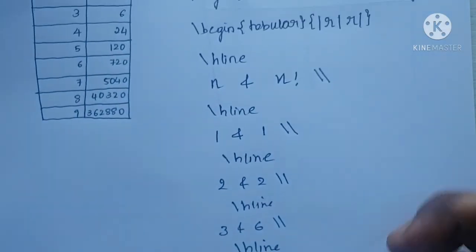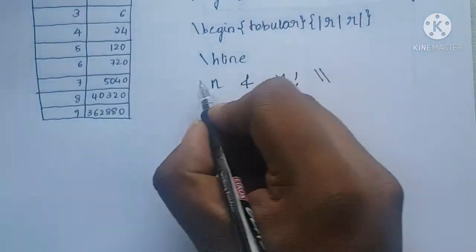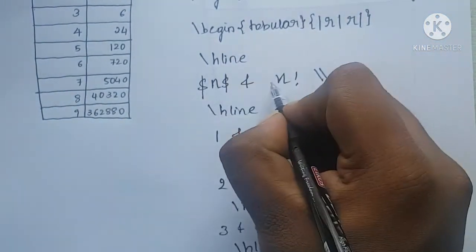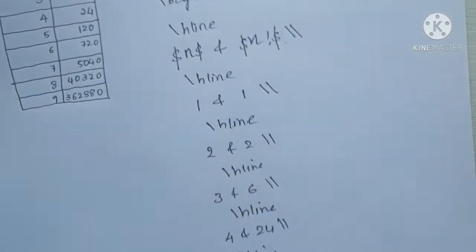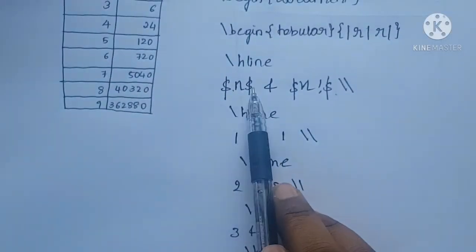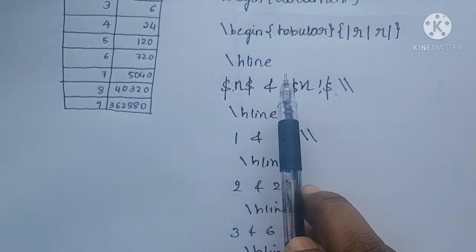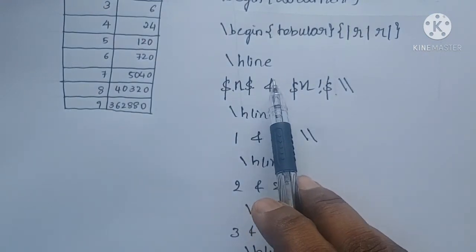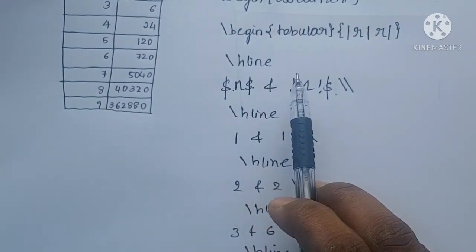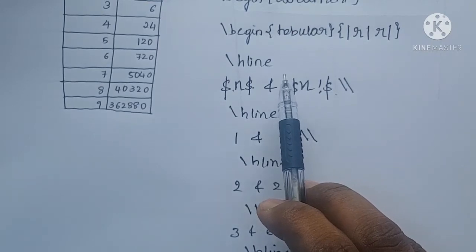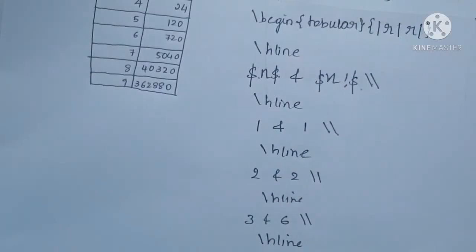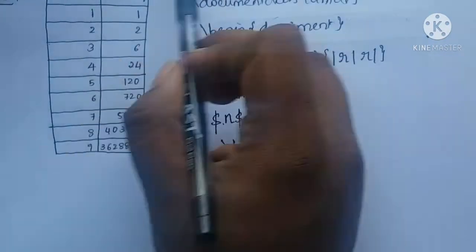Sorry students, I left out your dollars because this is mathematical n. You need to use within dollars. Okay, just try without dollars. You try once, and after using dollars, you observe the output. What will be the difference? You just observe the difference between the outputs. So this is the LaTeX command to create this table.